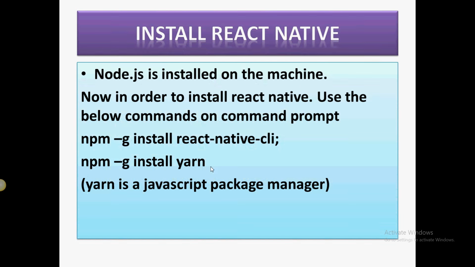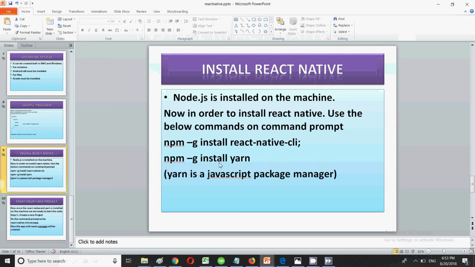Now if you want to install React Native, Node.js is the main thing that must be installed on your machine. Once Node.js is installed, you can just use these two commands. First you need to install the React Native CLI, and next you need to install Yarn. Yarn is a JavaScript package manager. Just like npm is a Node package manager, similarly you have Yarn in the case of React Native.